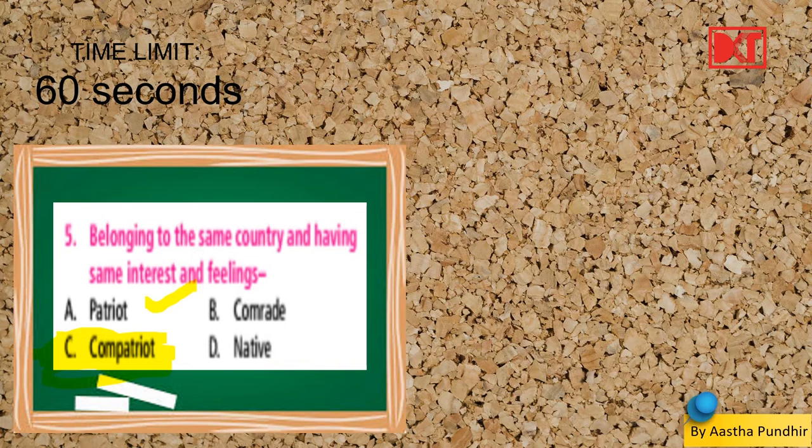Then we have comrade. Comrade is a term which can be used for a friend or fellows or colleagues. Okay. Then we have native. Native refers to a person who took birth in a certain place, like me and you, we were born in India, so we are native to India, all right.